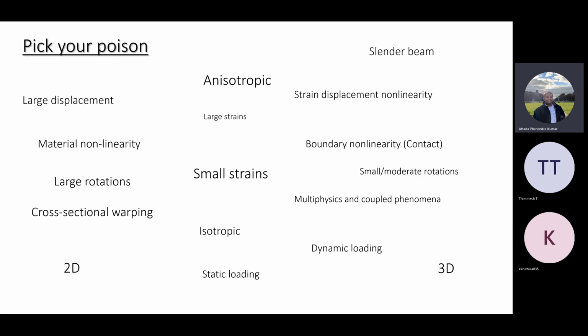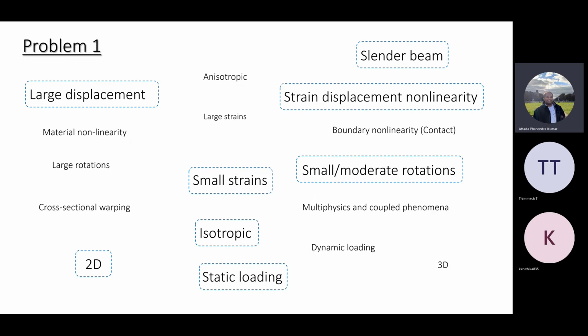Now let's talk about the problems. This is the main part of the presentation, where we have a lot of terms that you'll find in any general numerical analysis. Now we have to pick our poison. So we'll start with a small complexity and then increase the complexity as we go on. Problem one is this. We are taking a 2D case, isotropic, small to moderate strains, static loading, strain-displacement nonlinearity, slender beam with large displacements. Now we go ahead and see what implications these have, like what equations we will get because of these assumptions.